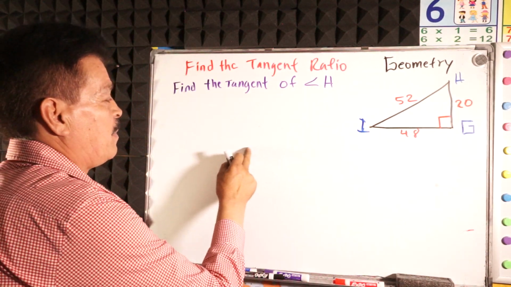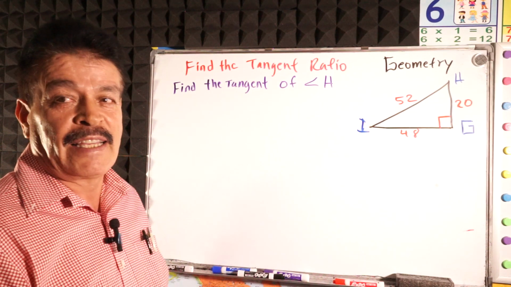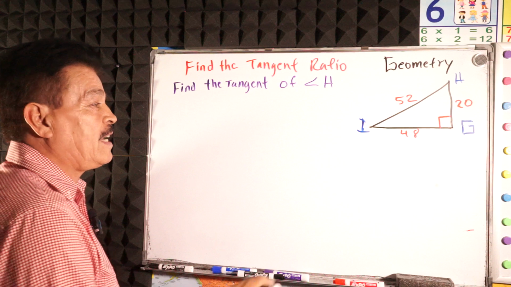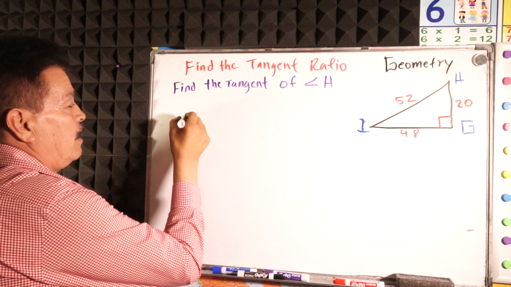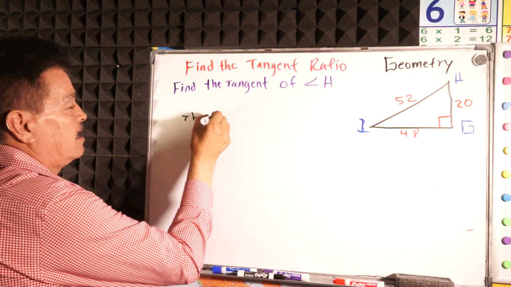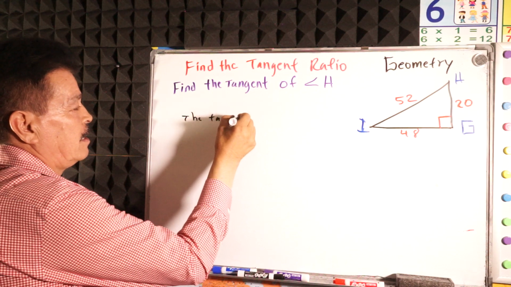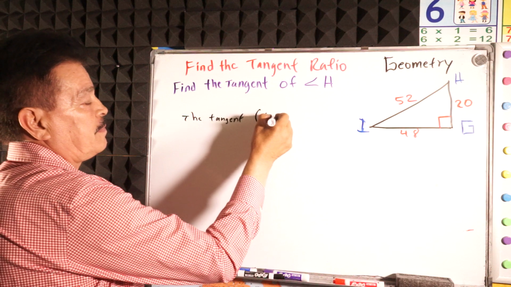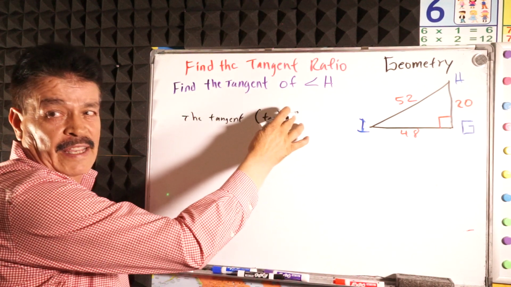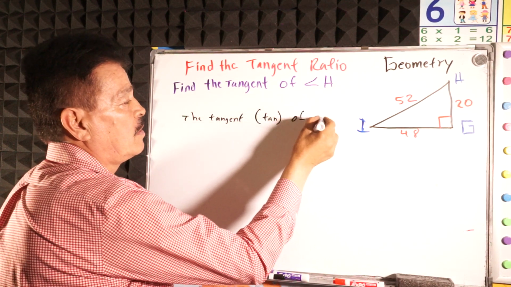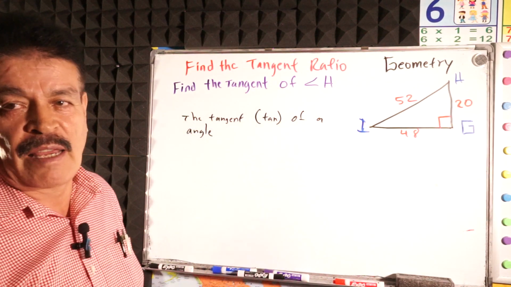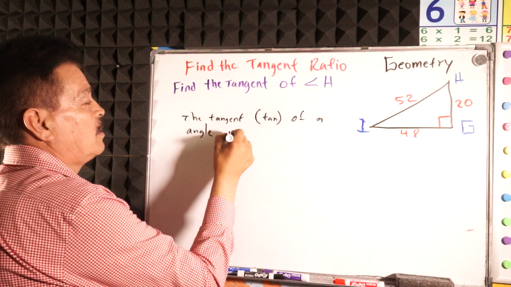First of all, let me explain what I mean by the tangent ratio. What I mean by the tangent ratio. So the tangent of an angle. This is the main idea, the main concept in a right triangle.